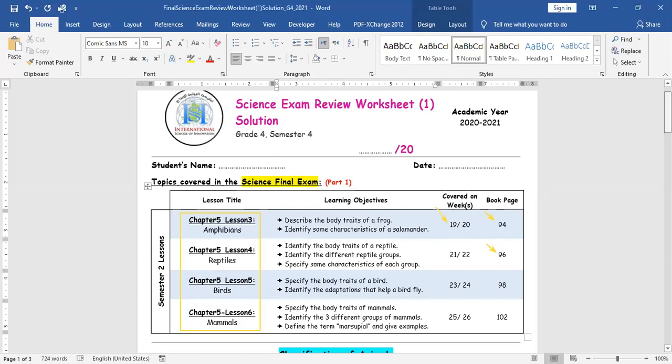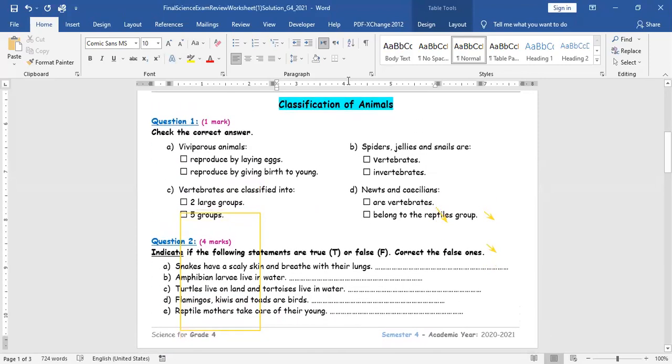So let's start with question number 1. Check the correct answer. Viviparous animals reproduce by giving birth to young. So this is the correct answer. Animals that reproduce by laying eggs are called oviparous animals.